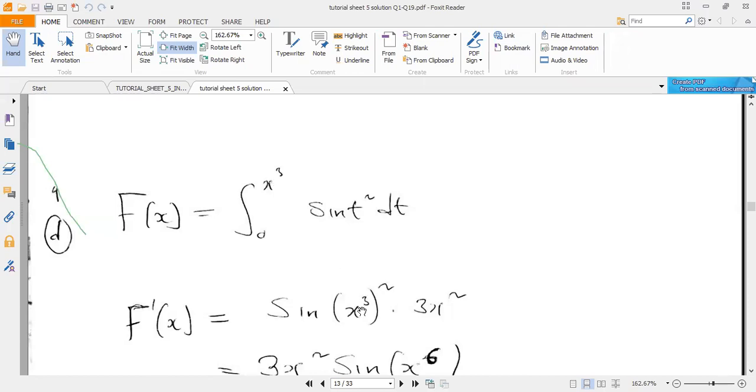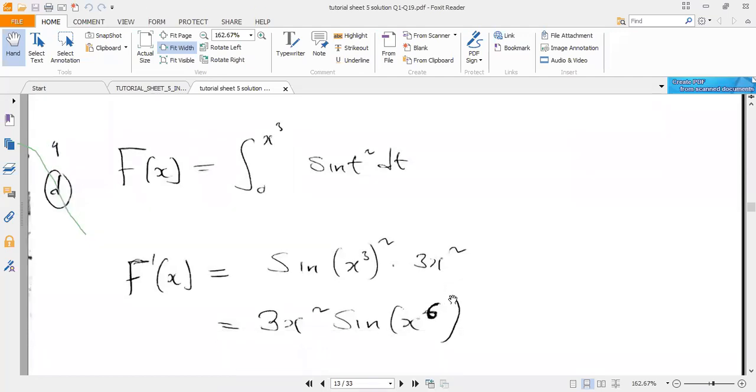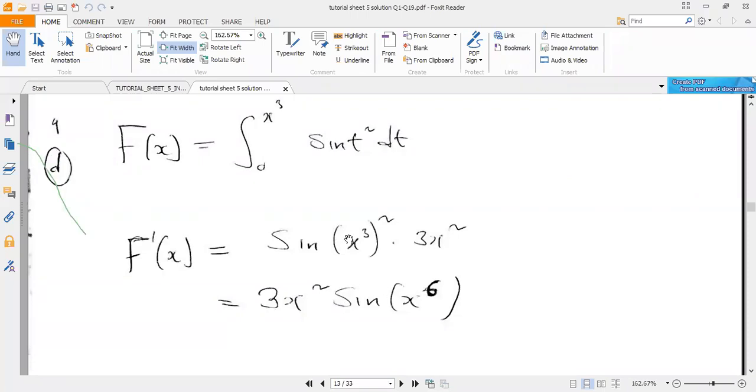So now we are going to have sine, then where there's t here, we plug in x to the power 3. Then there's a squared, we maintain it the way it is. Then we take the derivative of this upper limit, which gives us 3x squared. Then you just play around with it: 3 times 2, you're going to have sine of x to the power 6, then times 3x squared. Is it clear now?